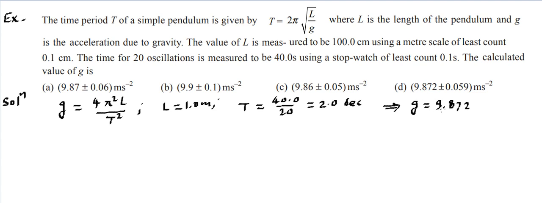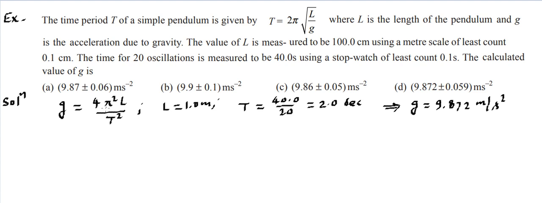G comes out to be equal to 9.872 meter per second square. So that's the value of G. Now if you look at this, we will not be able to decide yet, because we also need to find what this delta G is going to be. That means the error in G.